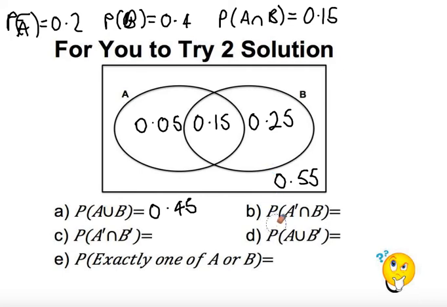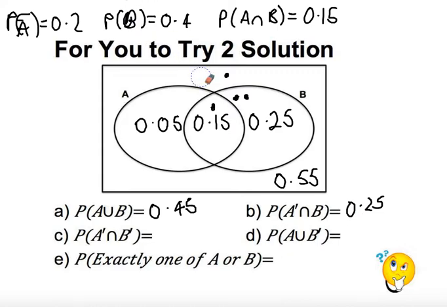Okay, so probability of A complement intersect B. Looking at A complement, A complement is regions outside of A. Intersect B, regions inside of B. So I want to know where both are happening, and it's this region where 0.25 is.